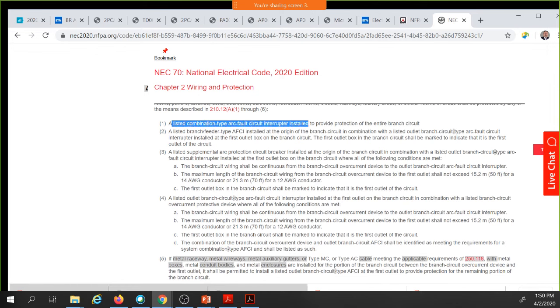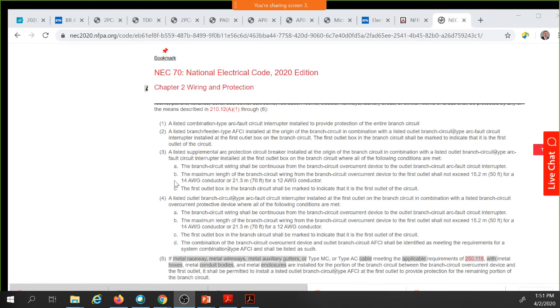You could have a listed combination type AFCI, which we already talked about, so you know exactly what that is: the circuit breaker installed in the panel board. You have a listed branch feeder type AFCI, and you already know what that is, at the origin. And you can have the outlet branch circuit device installed at the first outlet, and that provides the complete protection. Remember that the OBC device is going to give you the series arc detection downstream that you so want and need.